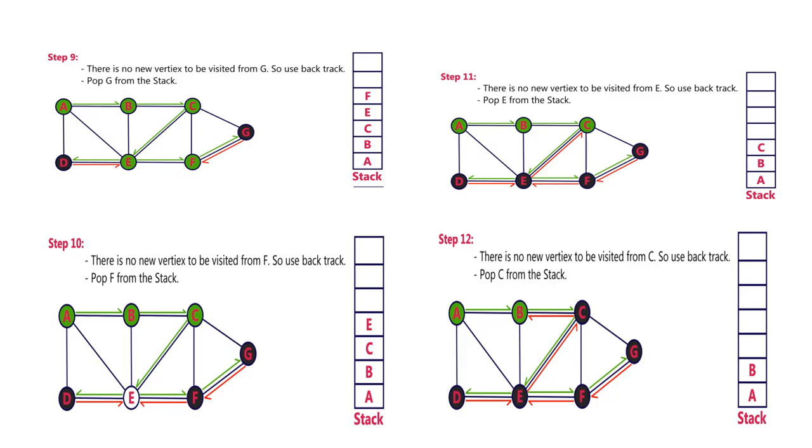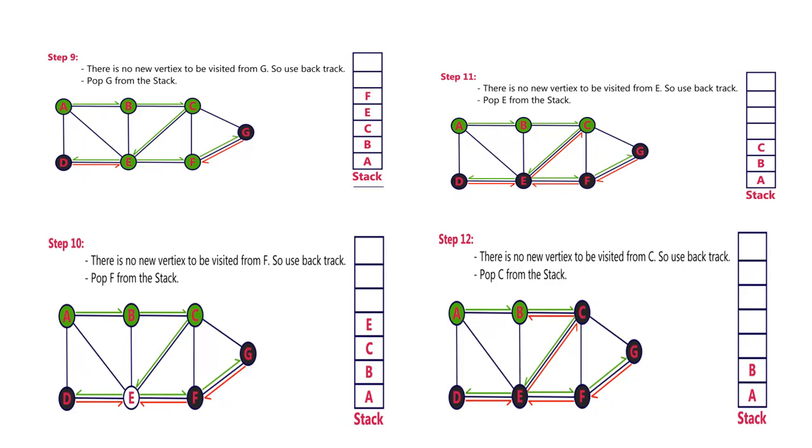Now for F, we are going to see what the adjacent vertices are. The adjacent vertex is G. C is already visited. So now we are going to check from F the adjacent vertex G, and we are going to visit it and put it onto the stack. And from G, there is not going to be any new vertex.